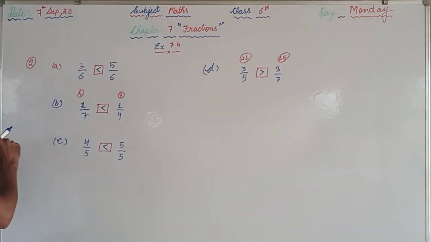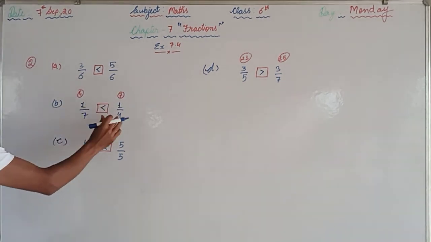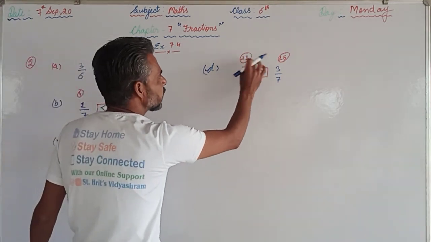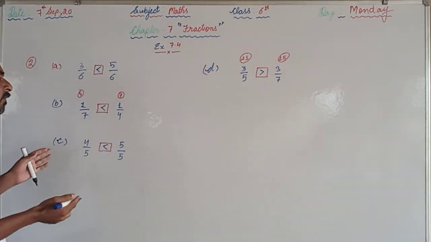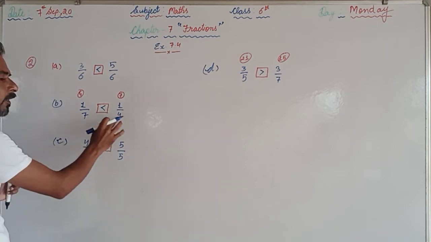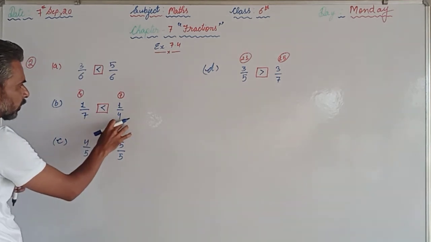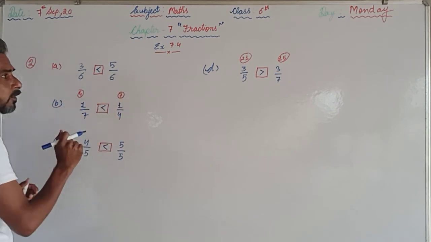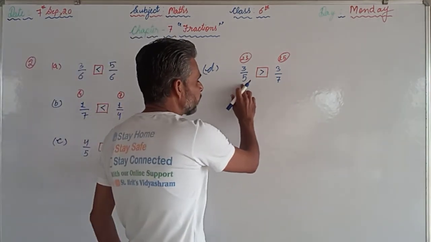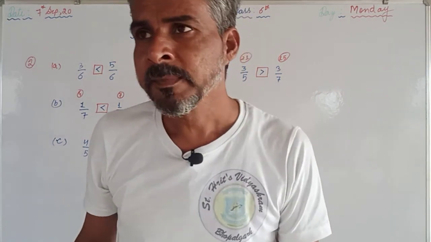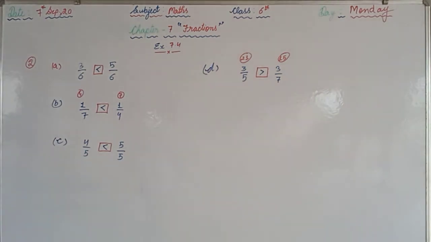One more similarity is there in both the fractions. The numerator is same here, 1 and 1. Here the numerator is same, 3 and 3. So if the numerator is same, then we are supposed to see the denominators. The fraction with the smaller denominator will be the larger one. Here the denominator of this fraction, 4, is less than 7, so 1 upon 4 is greater than 1 upon 7. Here again the denominator 5 is less than 7, that's why it is greater. This is the case in which the numerators are same. So we should not be confused about that. So like this we are supposed to proceed.